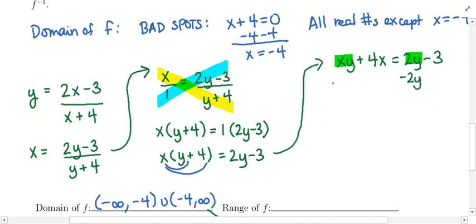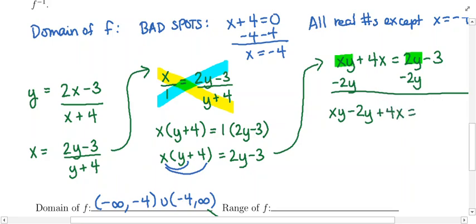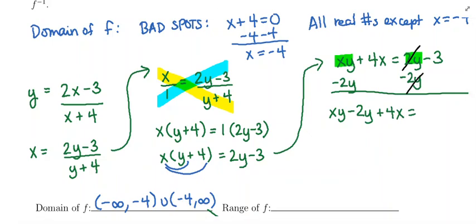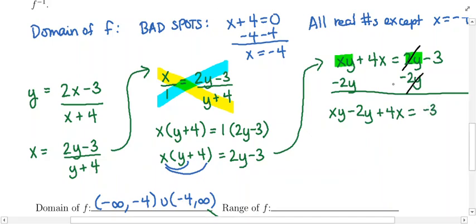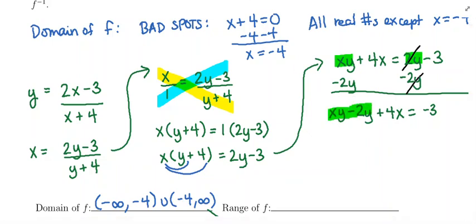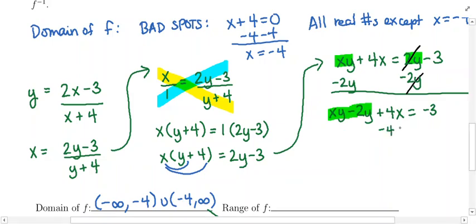I'm going to subtract it. So we're going to get x times y minus 2y plus 4x is equal to, on the right side, these two guys cancel, so it's going to be equal to negative 3. So I've got all the y stuff on the left. The 4x does not have a y, so I'm going to get rid of it. I'm going to move it to the other side by subtracting.